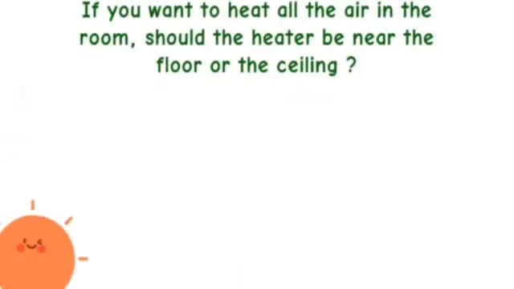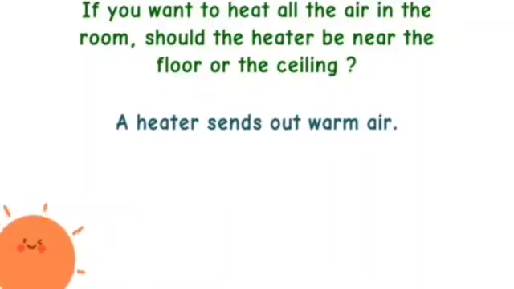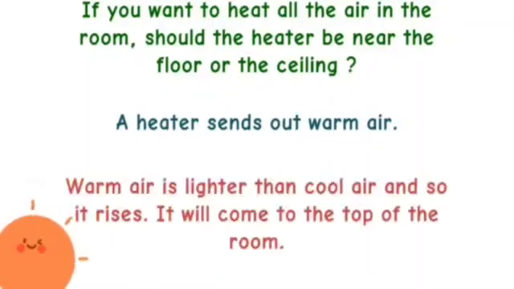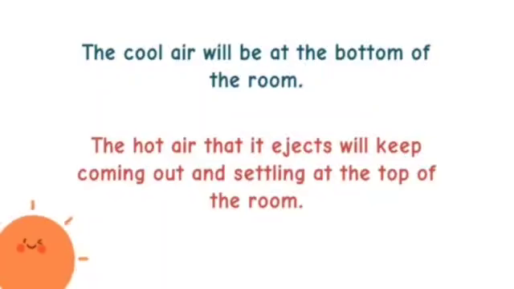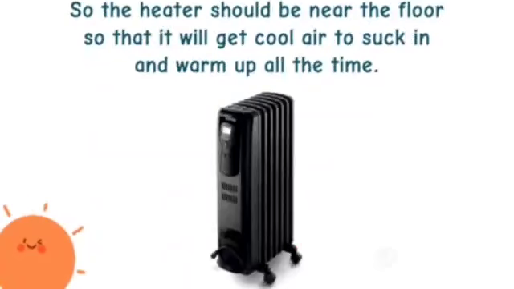If you want to heat all the air in the room, should the heater be near the floor or the ceiling? A heater sends out warm air. Warm air is lighter than cool air and so it rises. It will come to the top of the room. The cool air will be at the bottom of the room. The hot air that it ejects will keep coming out and settling at the top of the room. So the heater should be near the floor so that it will get cool air to suck in and warm up all the time.